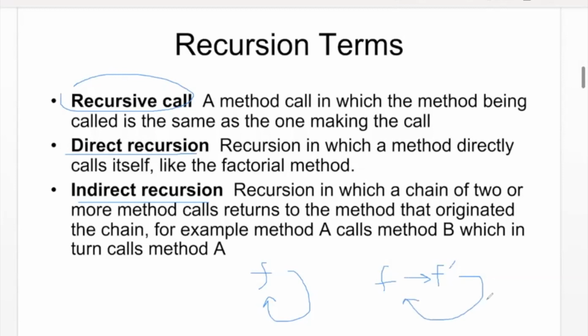This chain can go on and on. It doesn't have to be one proxy right in the middle. It could be two proxies. That's what indirect recursion is. The other one is called direct recursion. So let's talk about the recursive call.